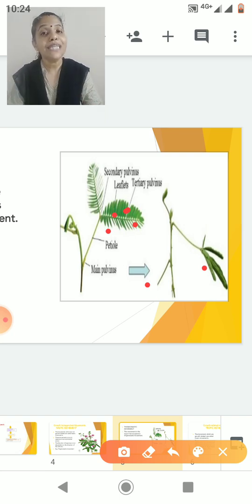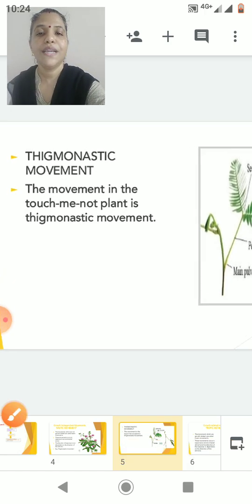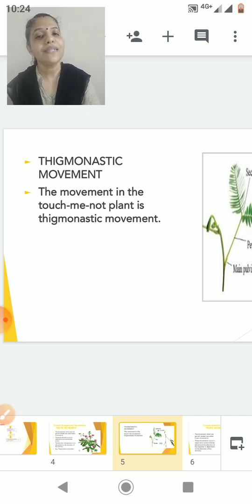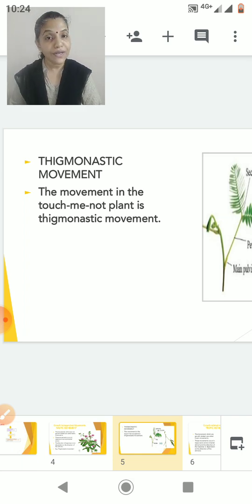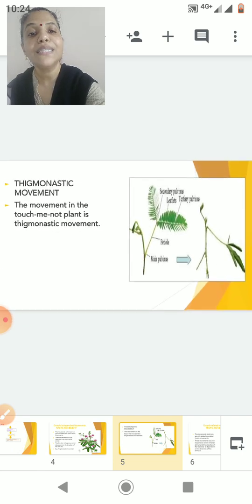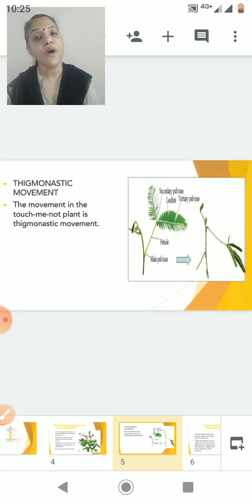Now this nastic movement is dependent upon a principle which is called turgidity. Turgidity is a type of force which is there in a plant due to the presence of water. Okay, now let's read here. Nastic movement. The movement in the touch me not plant is a nastic movement. It is non-directional, it is independent of growth, correct? So in this we took the example of nastic movement. Example, the drooping of the leaves of the touch me not plant.